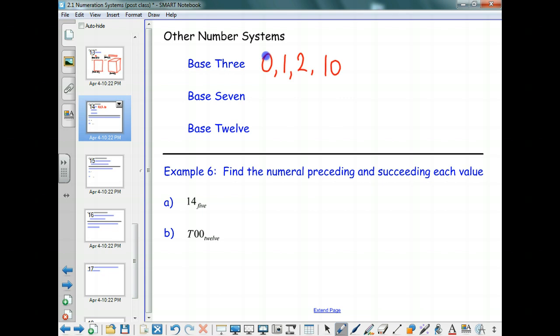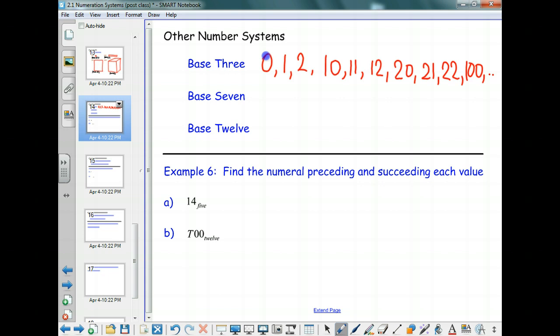And what will come after 1, 0? 1, 1. And then 1, 2. And then I'm out of digits again, right? 2, 0. And we would keep going. You want to see? All right, so this would be 2, 1, and then 2, 2. Then what would happen? 1, 0, 0. Yeah.